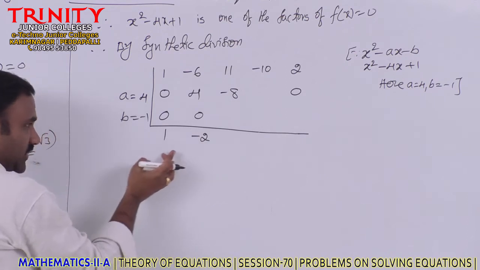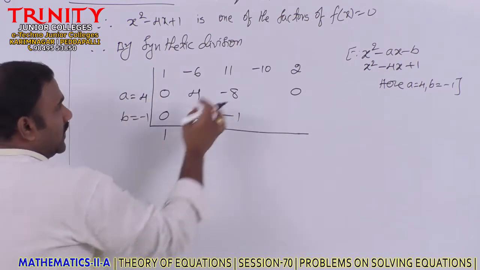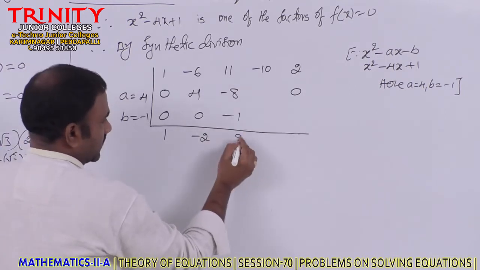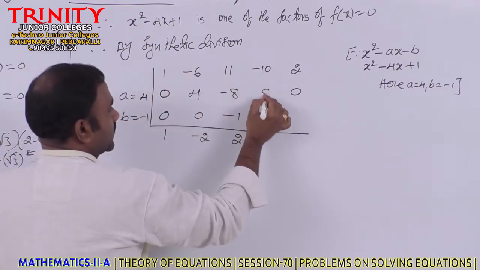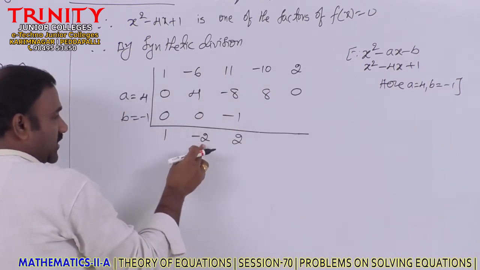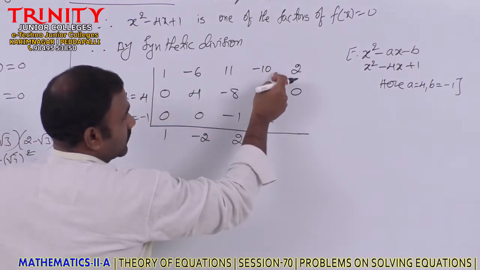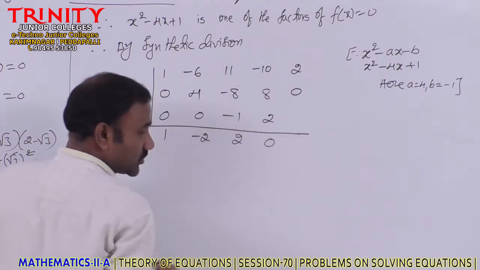Now the value preceding minus 2 is 1. 1 into minus 1 is minus 1. 11 minus 8 minus 1 is minus 9, and 11 minus 9 is 2. 2 into 4 is 8. The value preceding 2 is minus 4. Minus 4 into minus 1 is plus 2. Minus 10 plus 10 is 0.